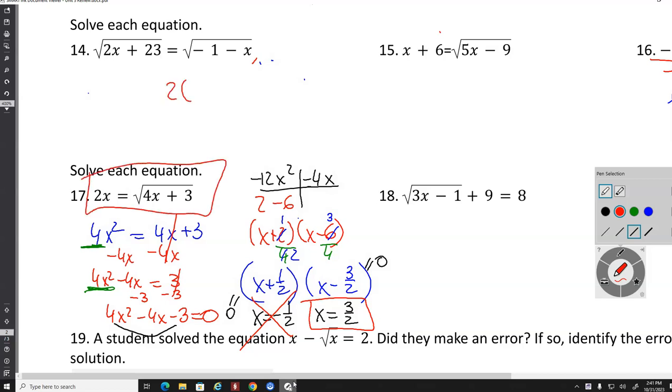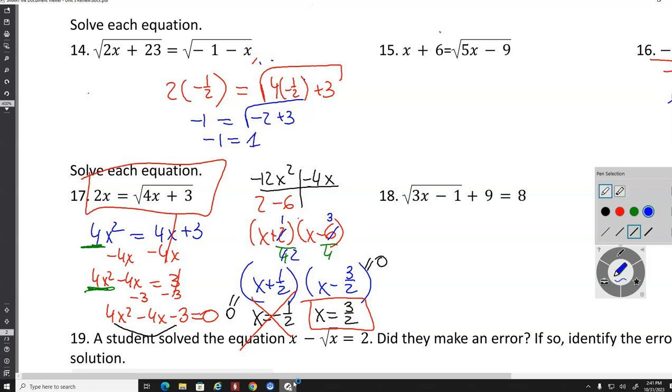So I plug in -1/2 for x. 2 times -1/2 has to equal the square root of 4 times -1/2 plus 3. All right, so 2 times -1/2 is just going to be -1, and 4 times -1/2 is going to be -2, plus 3. So again, -1 will equal 1, which is not true. -1 does not equal 1. That means -1/2 is an extraneous solution.